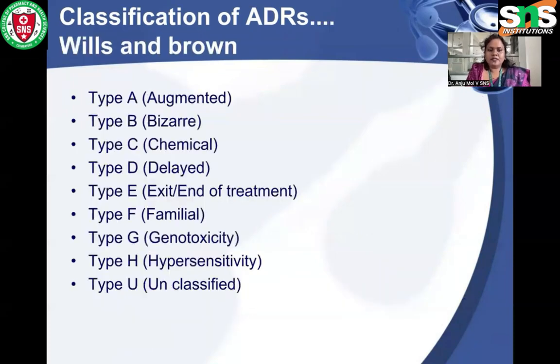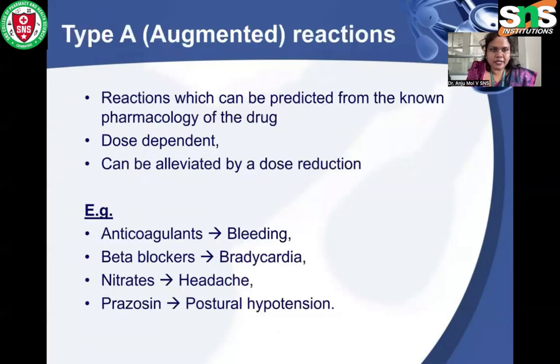So here, type A, B, C, D, E, F, G, H, U. A means augmented, B means bizarre, C means chemical, D means delayed. Type E indicates exit or end of the treatment. F means familial. G, genotoxicity. H, hypersensitivity. And the last one is type U, unclassified.